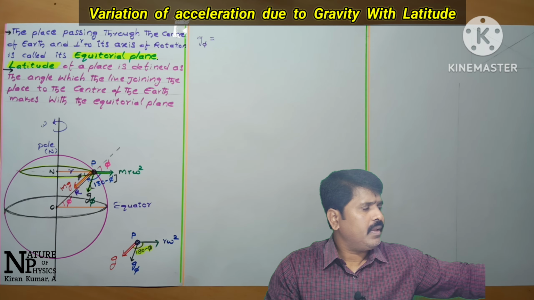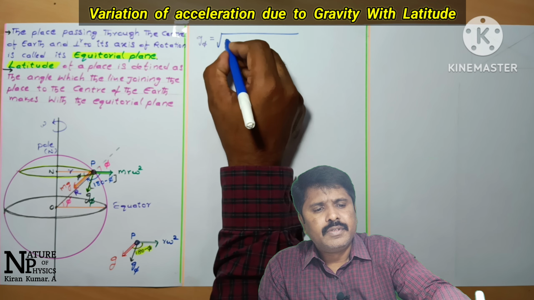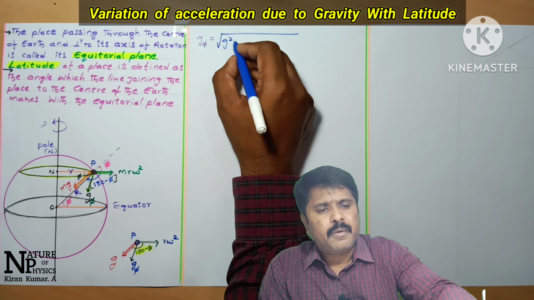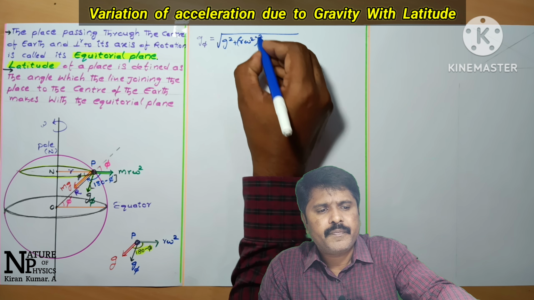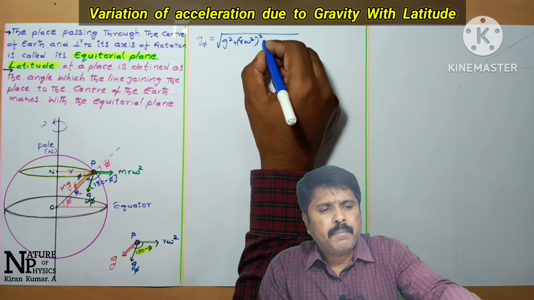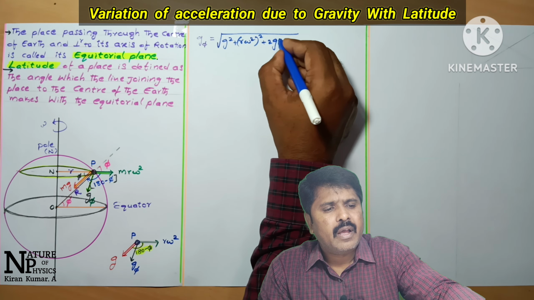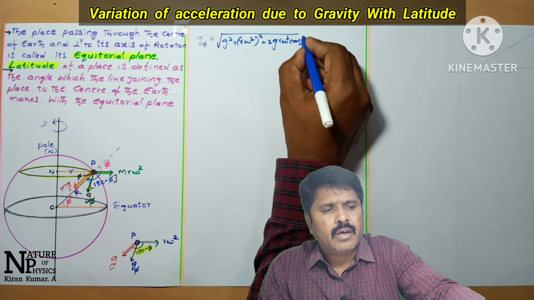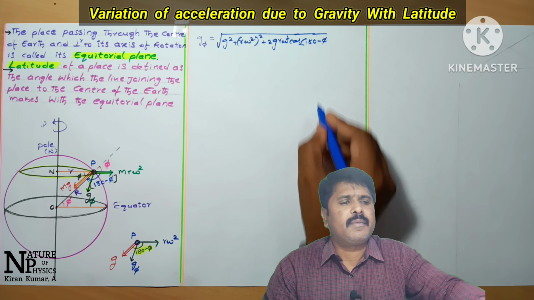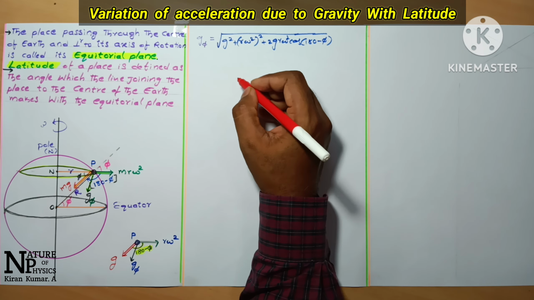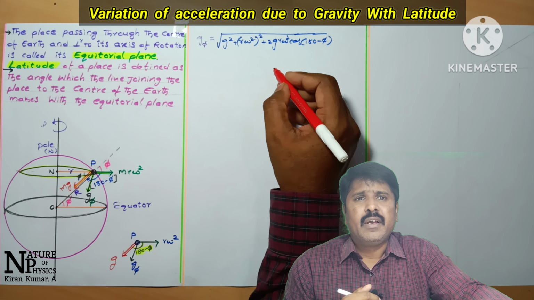root over g square plus r omega square whole square plus 2g into r omega square cos 180 minus phi. See there, okay. And next step, here r omega square whole square becomes 0, students.